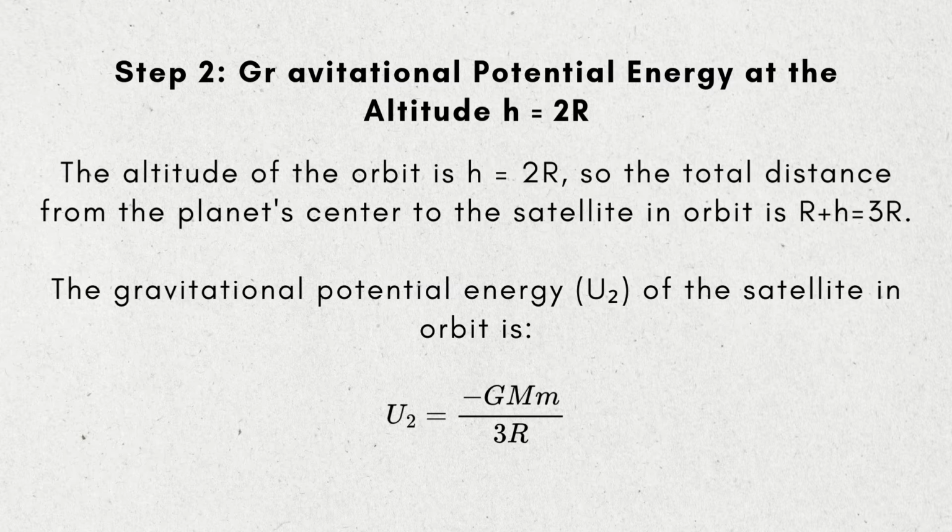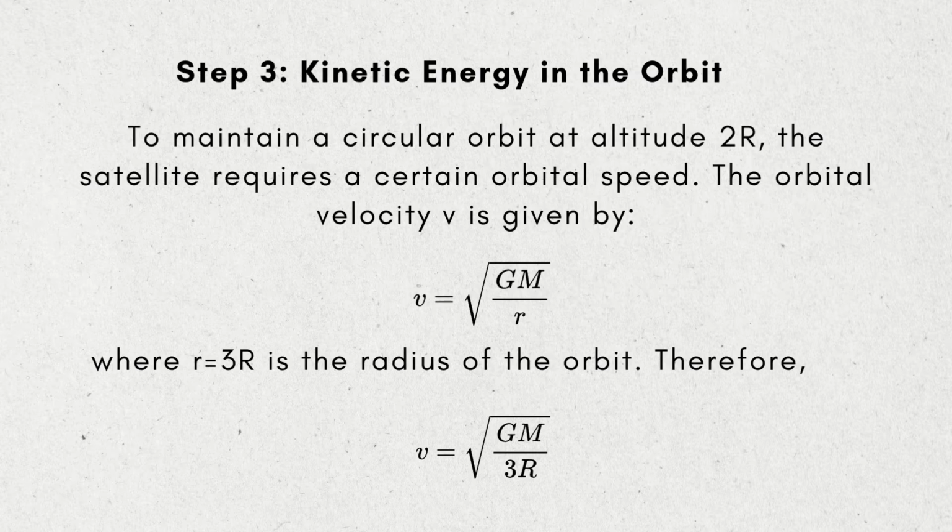Step 2. Gravitational potential energy at the altitude h equal to 2R. The altitude of the orbit is h equal to 2R, so the total distance from the planet's center to the satellite in orbit is R plus h equal to 3R. The gravitational potential energy U2 of the satellite in orbit is U2 equal to minus G M m divided by 3R.